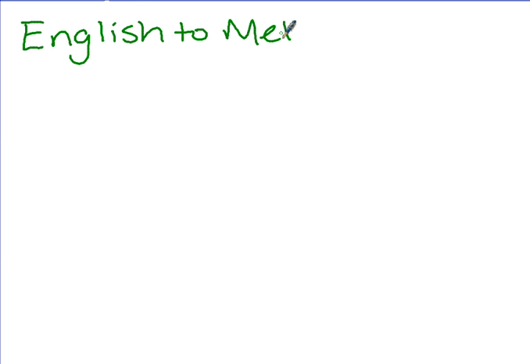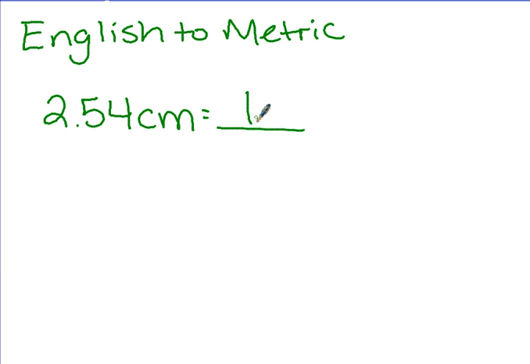Now we're going to look at English units to metric units. This can also be done metric to English. The conversion rate that we're going to use, the equivalent is going to be 2.54 centimeters to 1 inch. All right, so 2.54 centimeters is equal to 1 inch.